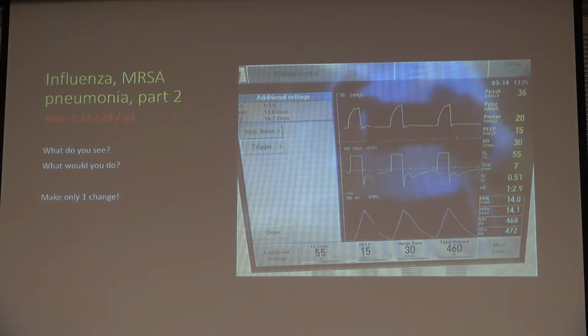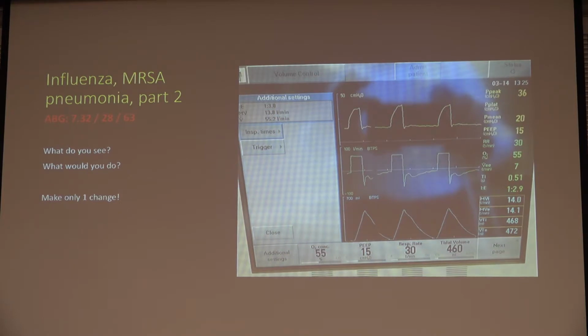Just a couple more patients to think about. Again, low-tech images with my reflection on the screen. This patient has influenza and MRSA pneumonia. They have a blood gas with a pH of 7.32, PCO2 of 28, and PO2 of 63. And so what do you see? Trigger asynchrony, okay. I see flow asynchrony. I see cycle asynchrony. I see all sorts of asynchrony. Lots of asynchrony going on here in this patient.